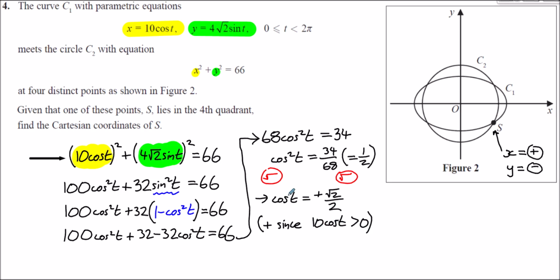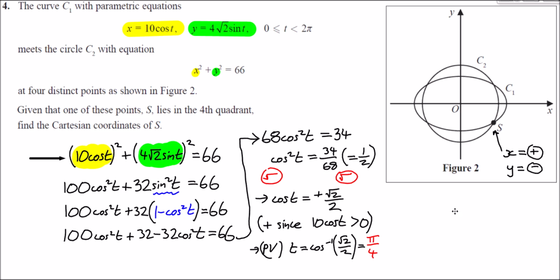So then we can find the principal value. The principal value is that t equals cos minus 1 of root 2 over 2. And if you try that, you'll get a value of pi over 4. So that's the principal value.